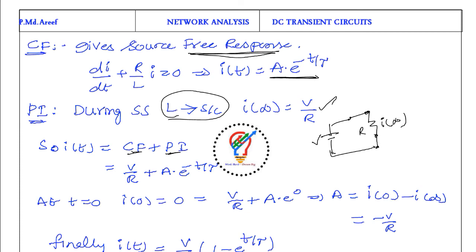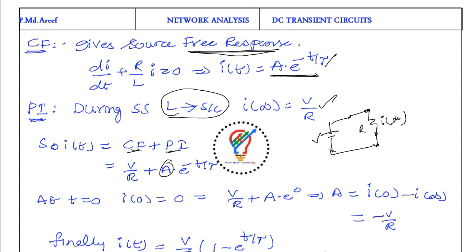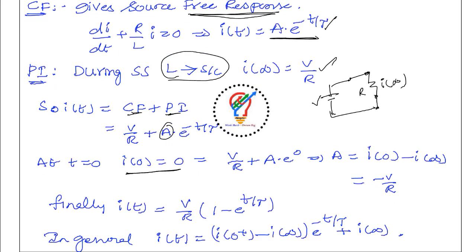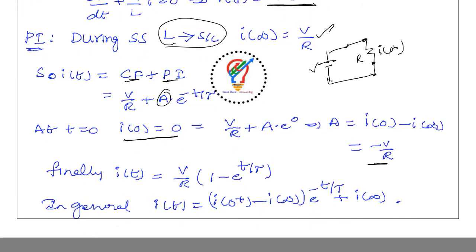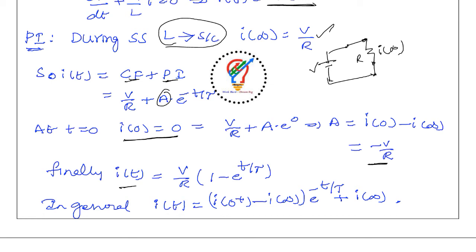The complementary function is A into e power minus t by tau, that we have seen in our previous sessions. Now it is equal to V by R plus A into e power minus t by tau. In order to find A, we take initial conditions as we did in the previous case. So we got A is equal to minus V by R. So finally, what can you write? I of t is the combination of the two things we did earlier. Now we substitute the value of A here, so we get V by R into 1 minus e power minus t by tau.